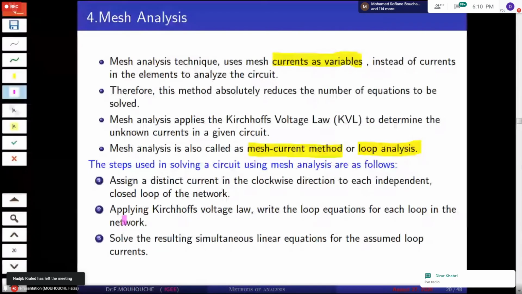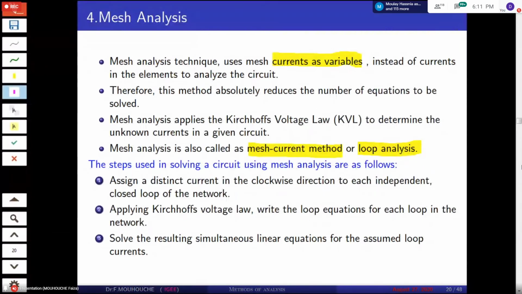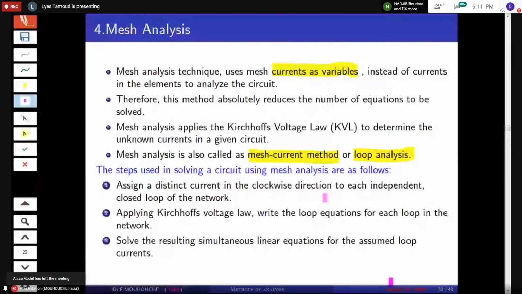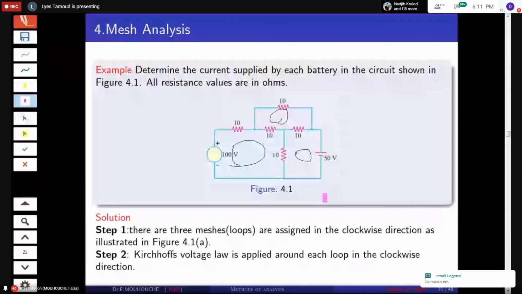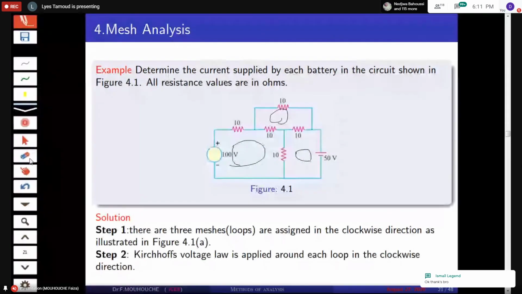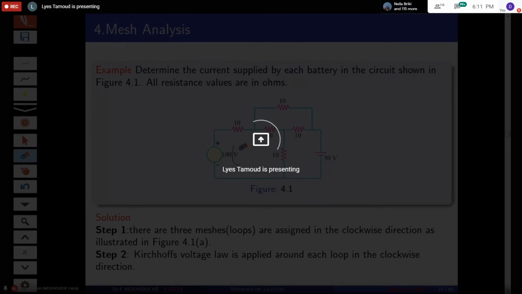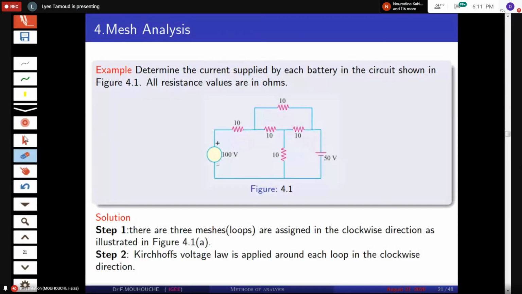The steps used in solving a circuit using mesh analysis are as follows. Firstly, assign a distinct current in the clockwise direction to each independent closed loop of the network. So the first step is to assign a distinct current in the clockwise direction, and we will repeat this step here. We will start here, clockwise.